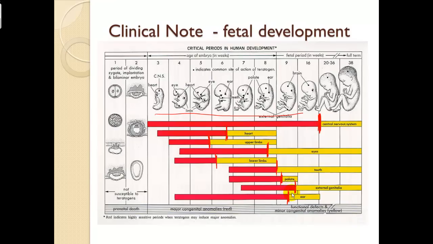So very simply, the red areas are where, if we had a drug that had teratogens in it and it was implemented during the 4th week, we would be concerned in the fetal development.